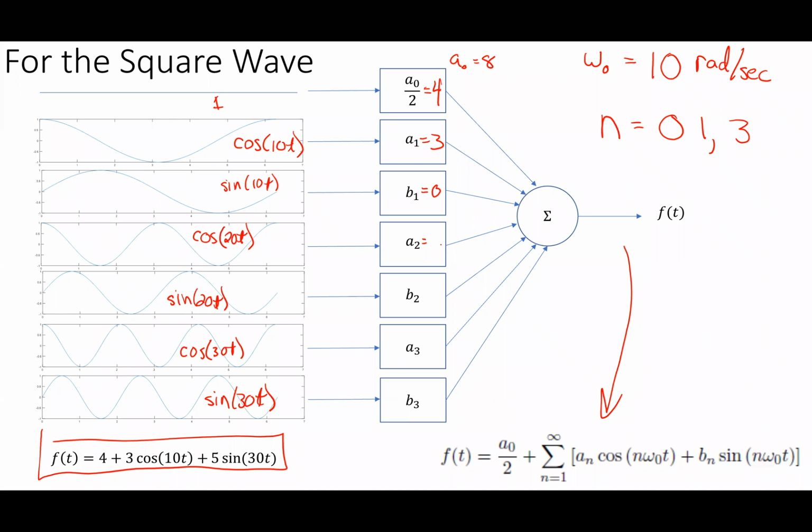What about A2? 0. I don't need any cosine 20t. Do I need any sine 20t? No. All right. I do need A3, right? Do I need A3? No, because I don't have any cosine at the third harmonic, but I do have sine at the third harmonic, right? So that guy becomes 5. All right, so now what I've done is I've determined my Fourier series coefficients for this guy. I figured them all out.